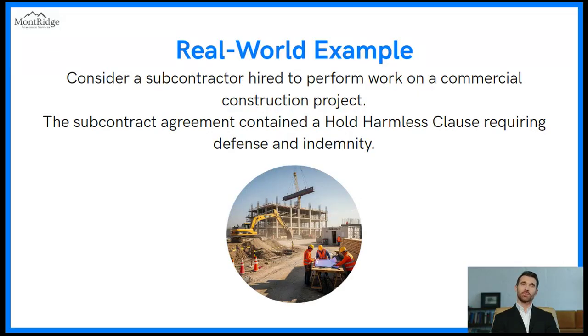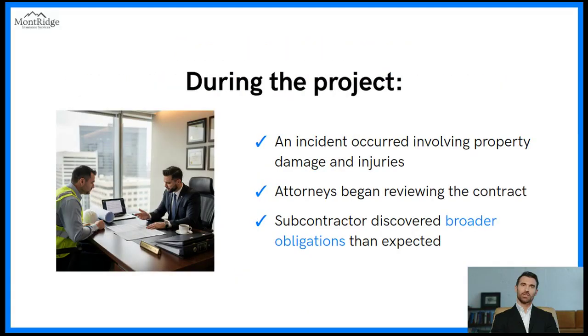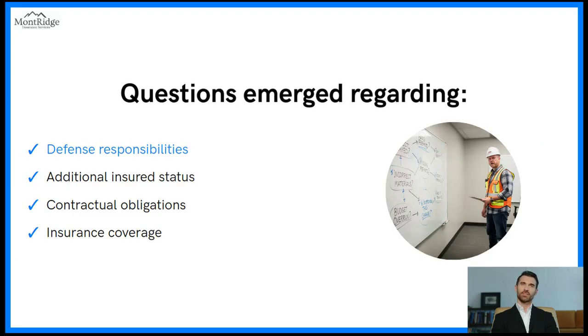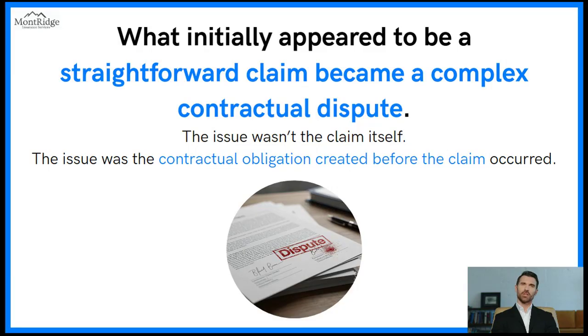Real-world example. Consider a subcontractor hired to perform work on a commercial construction project. The subcontract agreement contained a hold harmless clause requiring defense and indemnity. During the project, an incident occurred involving property damage and injuries. Attorneys began reviewing the contract. The subcontractor discovered broader obligations than expected. Questions emerged regarding defense responsibilities, additional insured status, contractual obligations, and insurance coverage. What initially appeared to be a straightforward claim became a complex contractual dispute. The issue wasn't the claim itself. The issue was the contractual obligation created before the claim occurred.